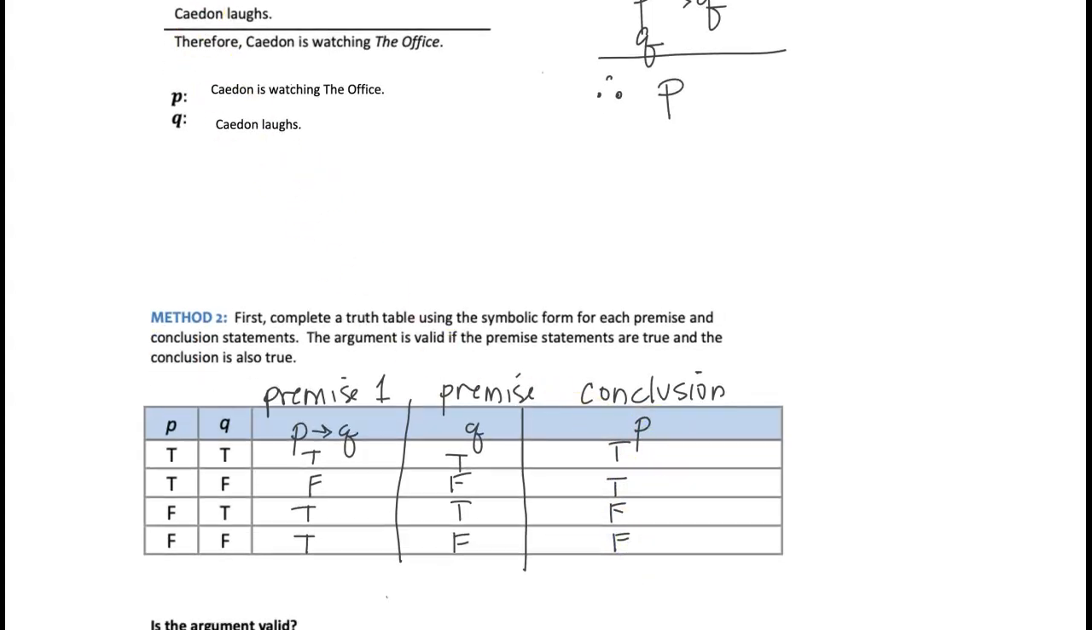What we're looking for in method 2 is where we have both premise statements true and then looking to ensure that the conclusion is also true. And that's okay in case 1. We also have case 3 with both premise statements true, but notice in this case the conclusion is not true. And so this is the one that makes our argument invalid.